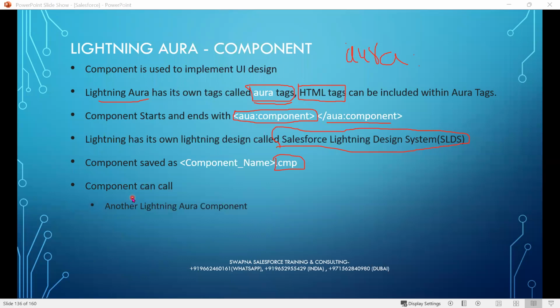Now a component can call another Lightning component. So for example, I have a Lightning component A and there is another Lightning component B. From the component resource, we can call another component. So Lightning B component can be called in Lightning A, or Lightning A can be called in Lightning B. It's kind of a child component and a parent component. So a child component can be called from the parent component.